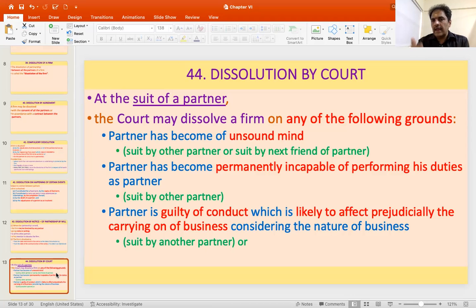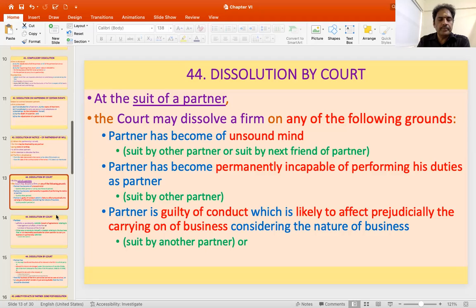The carrying on of the business, whether it is a financial business or a trading business, depends upon the fact that they are able to get some credit, they are able to sell goods, draw bills of exchange, etc. If those things are thwarted by the conduct of the person, or he is pilfering money or doing any such thing, then doing business with this particular partner, or doing business at all, is not appropriate. So the other partner will file a suit saying that now you dissolve the partnership firm.